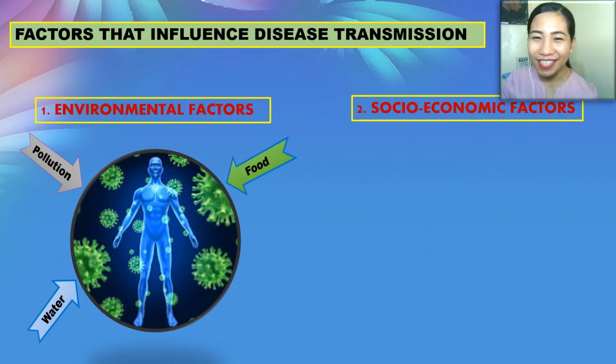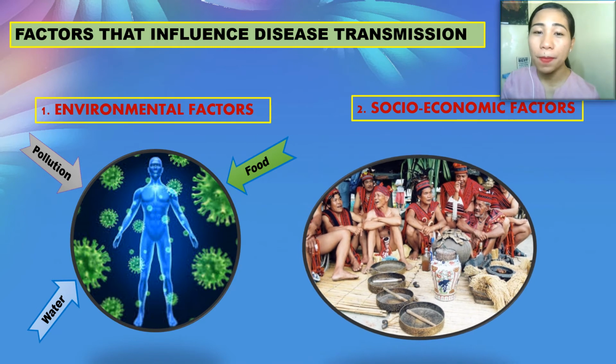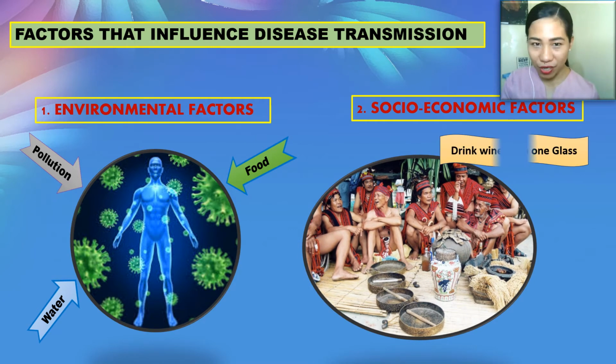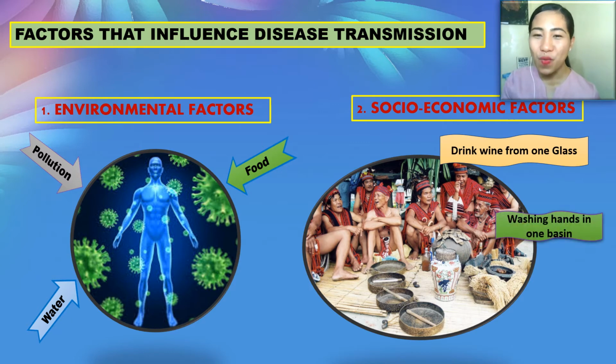Likewise, socioeconomic factors affect the possible transmission of disease because of sharing of a glass when drinking, washing the hands in one basin before eating, and living near their livestock.